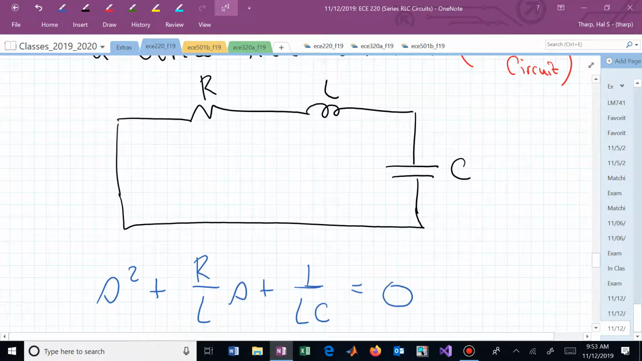We know we have this. This is now our characteristic equation. And we could think of this many different ways. We could say, okay, we don't want any damping. Or we're trying to make this look like, what's our tank circuit look like?